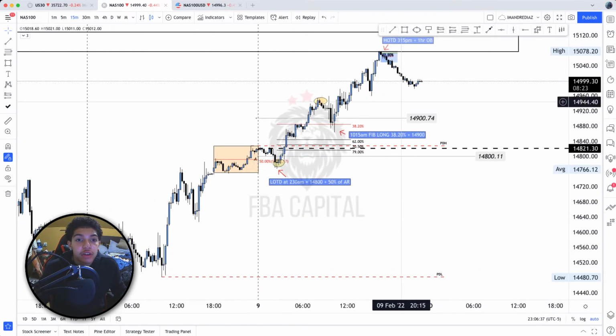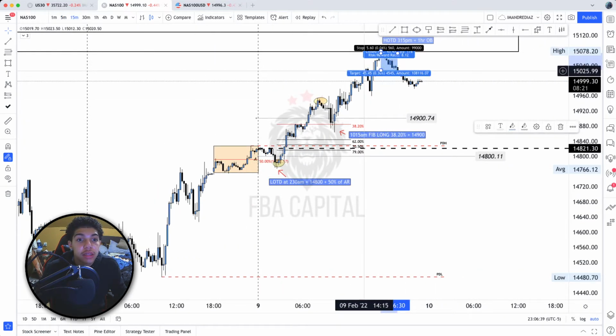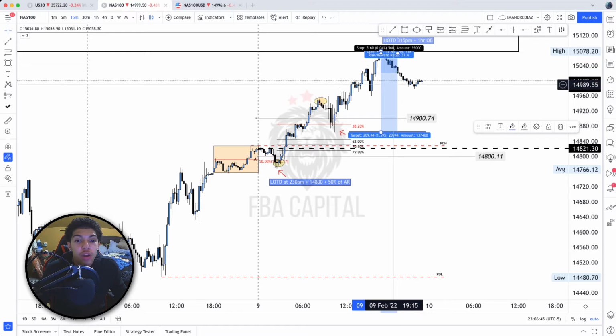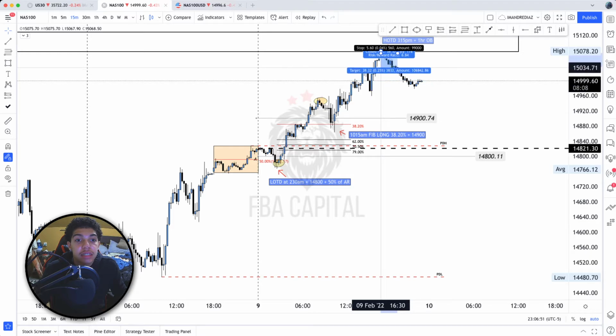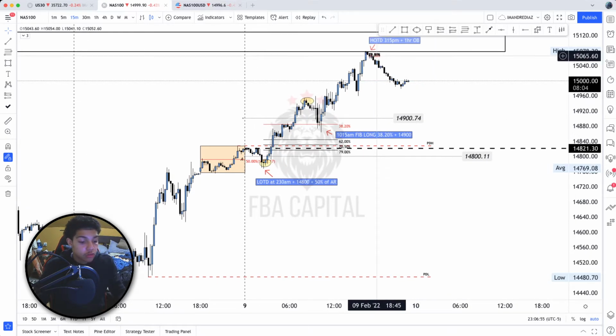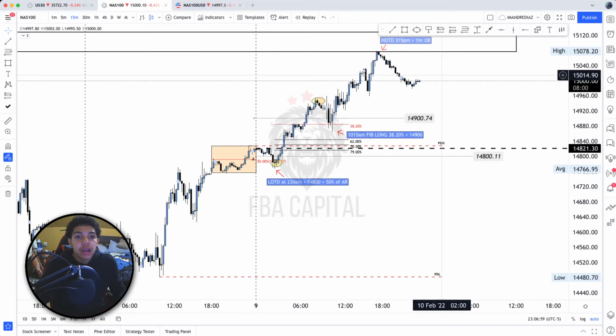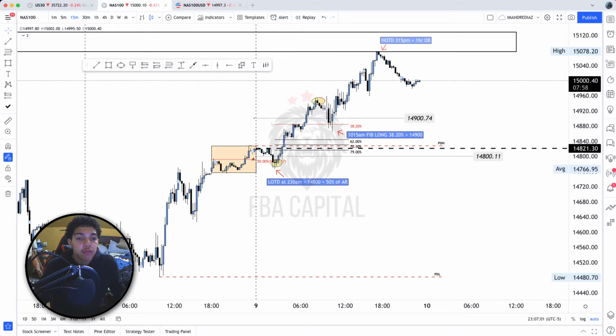In this case scenario, I could have potentially targeted this high over here, or even just look to come back all the way down and clear the liquidity above these lows. Now look at this, a 1 to 37 to 14,900, 1 to 30 to this low right here, a 1 to 19, and to this high right here is a 1 to 7. Crazy move. And this is all just based off of simple things that I look for on a daily basis that happen every single day.